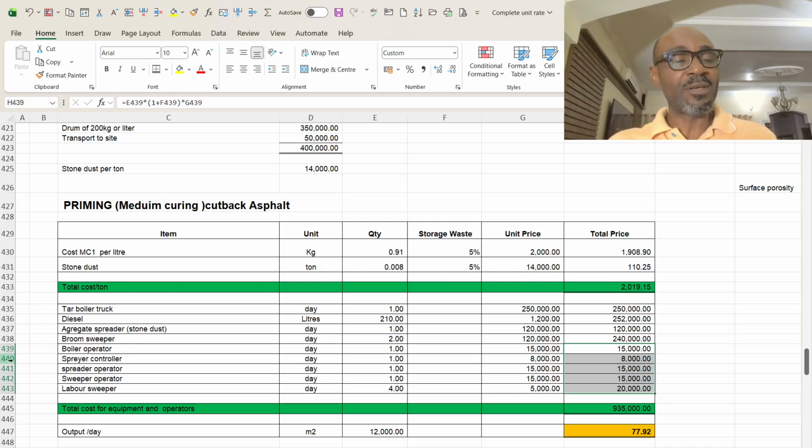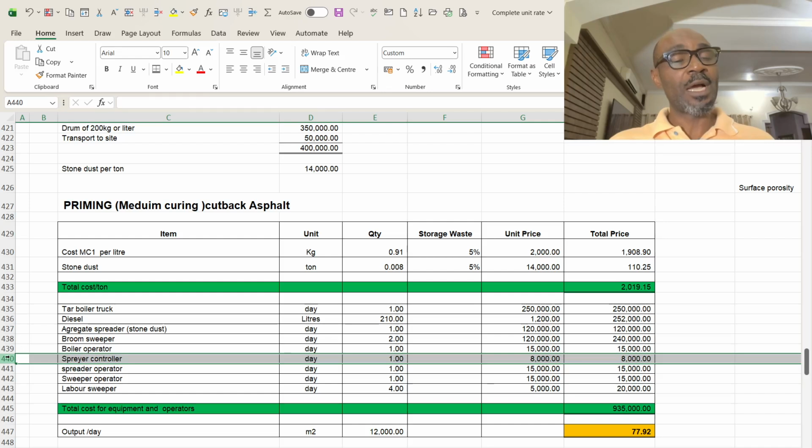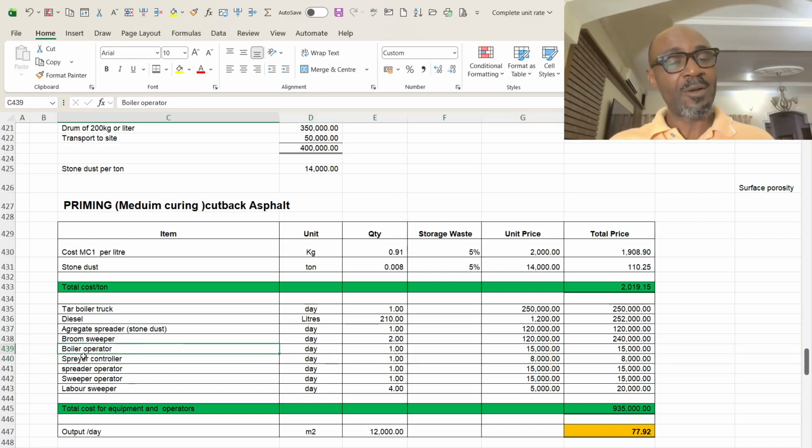So you can see I have the sprayer. Like I just said, in this case I'm considering using a tar boiler with a handheld sprayer. So that's why I have the sprayer controller, I have the boiler operator, then I have the spreader for the stone base operator, then I have the sweeper operator. Then I have some labor, and their function is on the second day where the sweeper is coming to sweep up the excess stone dust that is sprayed over the primer.